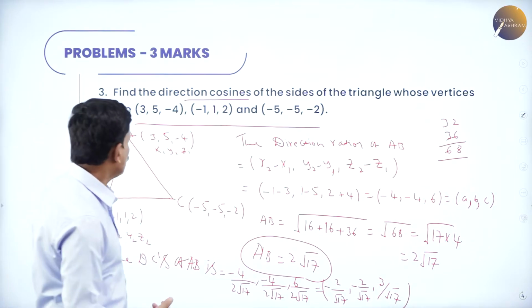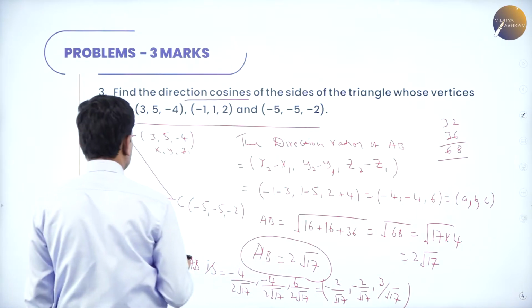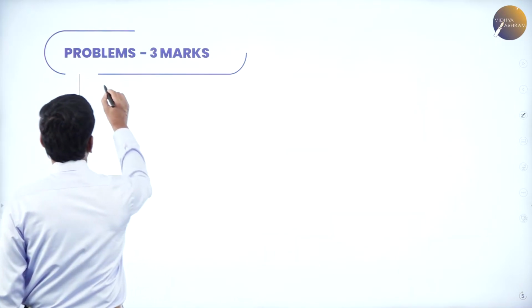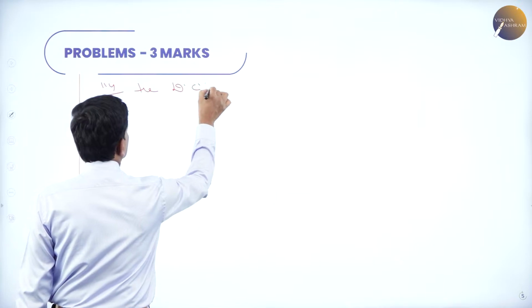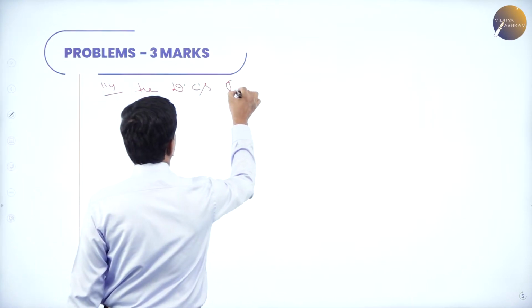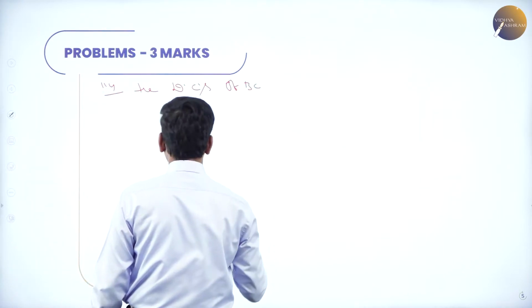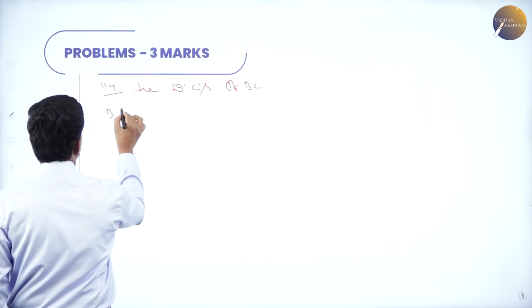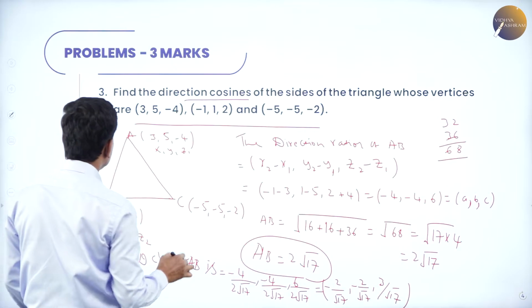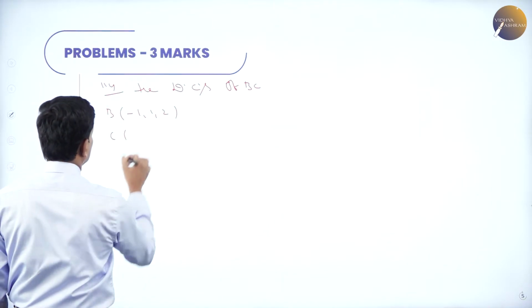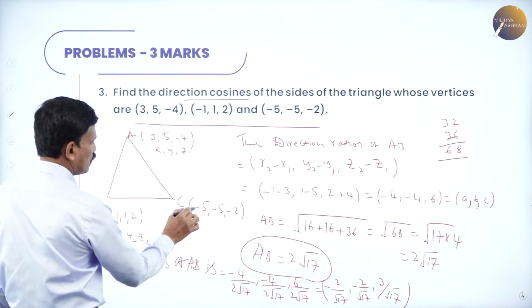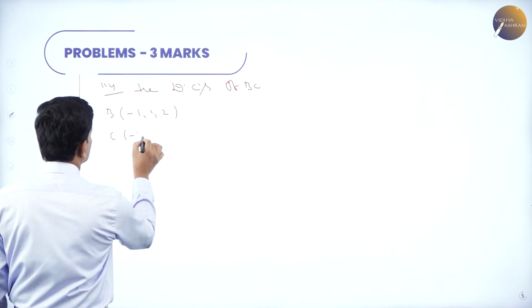That's all. Now come to this. Now the direction cosines of BC. What is B? B is minus 1, 1 and 2. What is C? Minus 5, minus 5, minus 2.